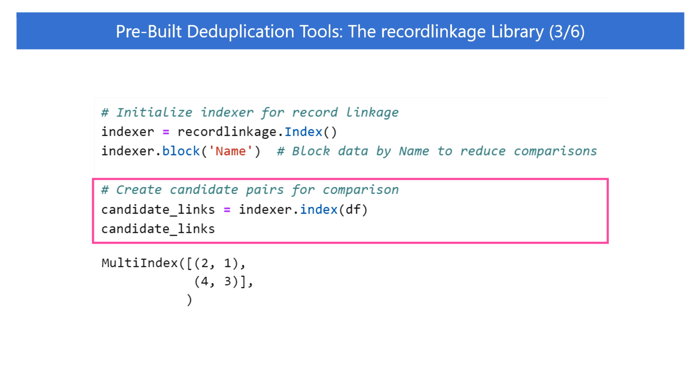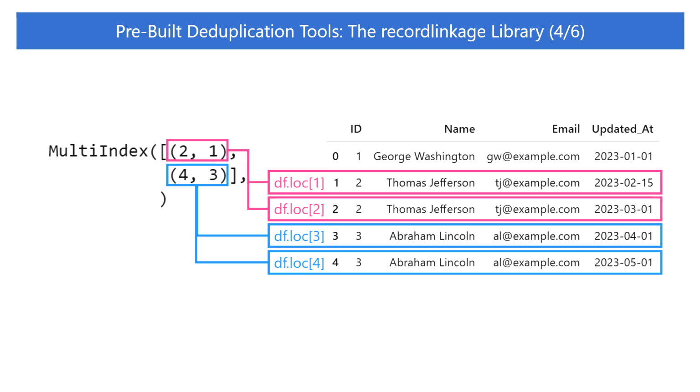Next, create candidate pairs for comparison. This code generates a list of candidate record pairs that should be compared based on the blocking rule. This output indicates that these pairs of row indices from the data frame will be compared. 2-1 means the pair of df log 2 and df log 1. 4-3 means the pair of df log 4 and df log 3.